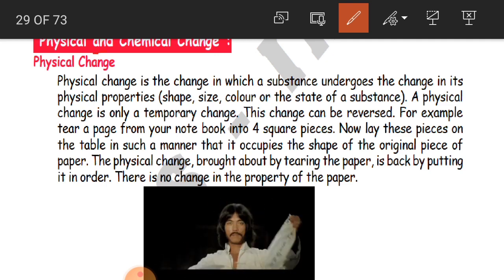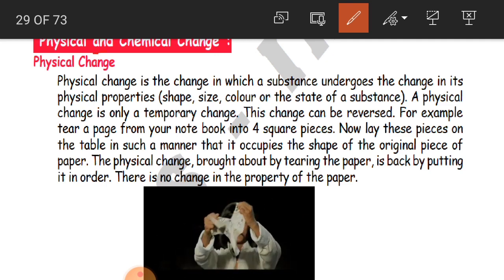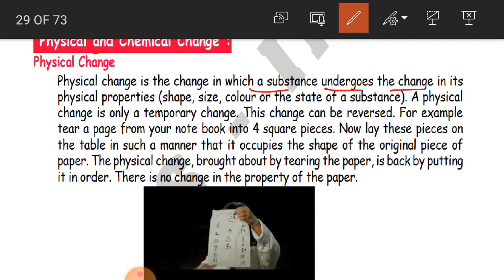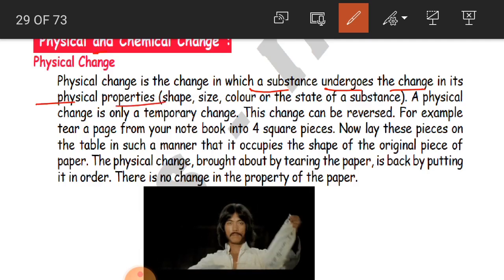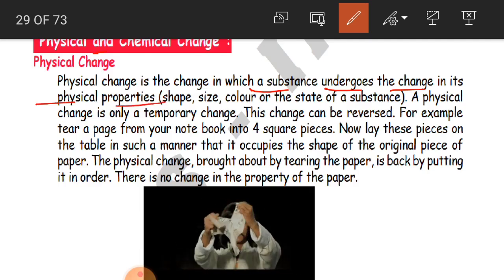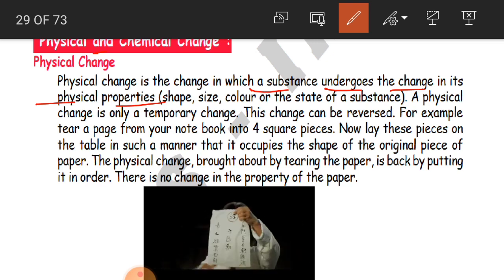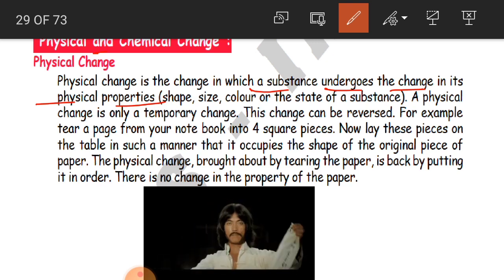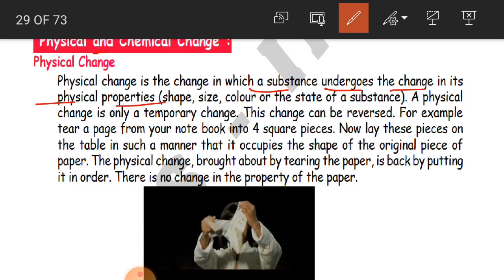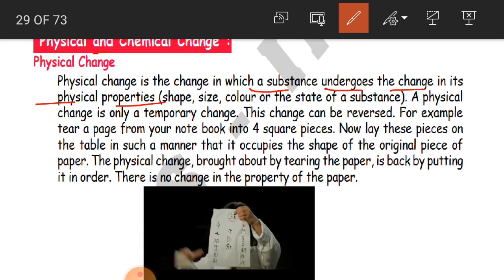So what is physical change? Physical change is the change in which a substance undergoes a change in its physical properties. Substance is nothing but a material. Okay children, substance is nothing but a material. Physical change means where a material is going to change in its physical property.